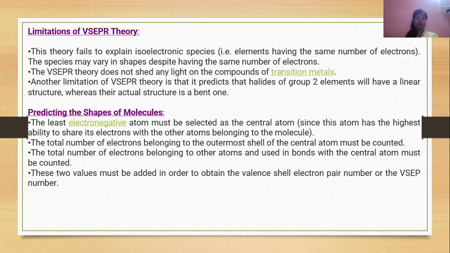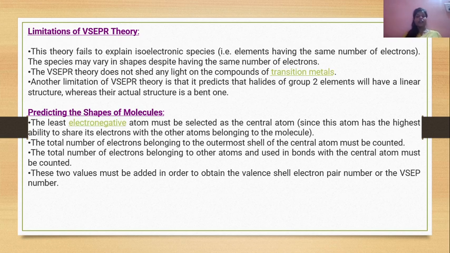Now, predicting the shape of molecules on the basis of VSEPR theory. The least electronegative atom: according to VSEPR theory, the element which is least electronegative will be selected as the central atom, which has the ability to share its electrons with other atoms belonging to the molecule. The total number of electrons belonging to the outermost shell of the central atom must be counted. The total number of electrons belonging to the other atoms and used in the bonds with the central atom must be counted. These two values must be added in order to obtain the valence shell electron pair repulsion number.